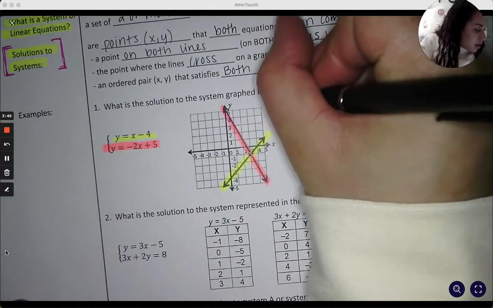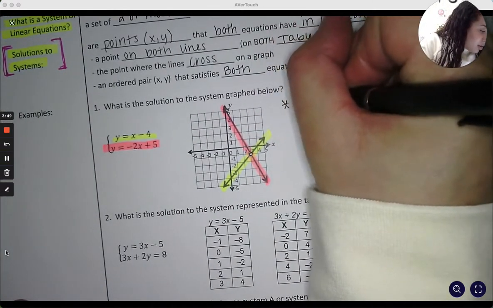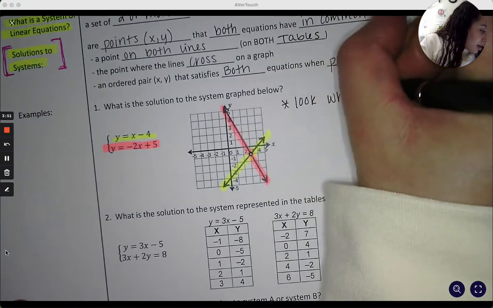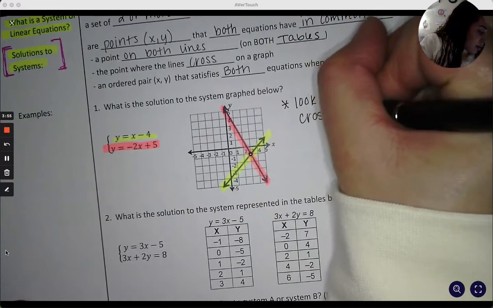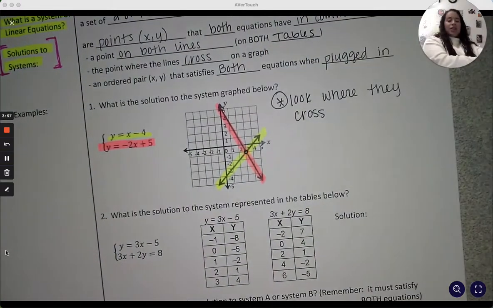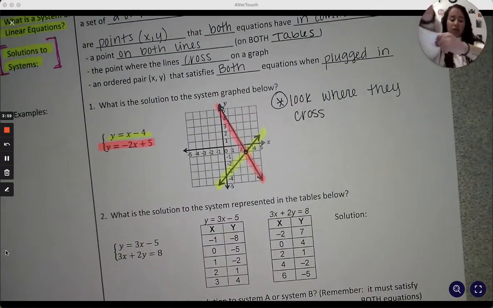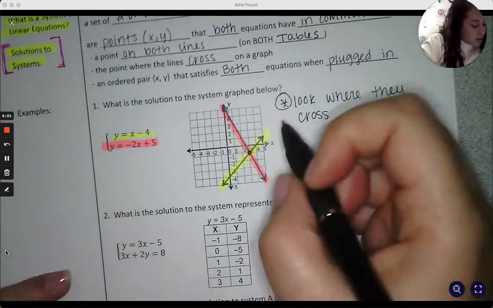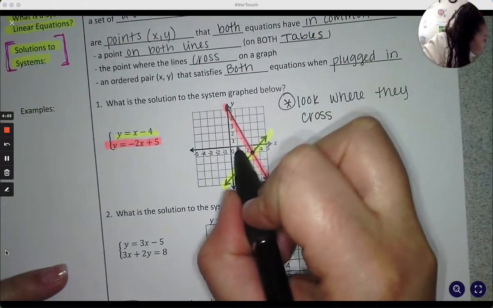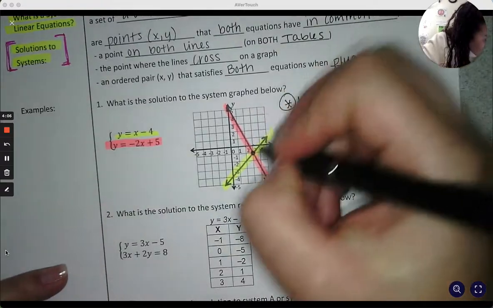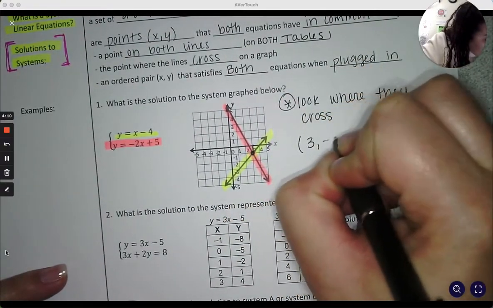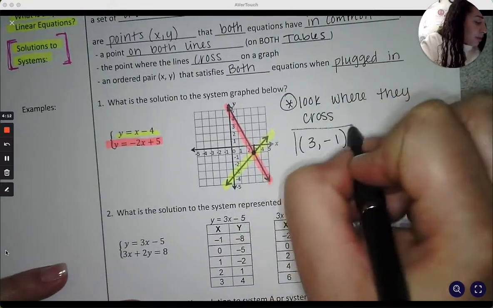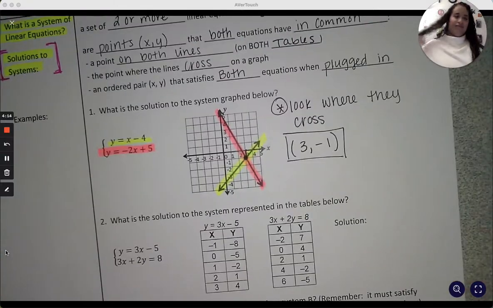So, look where they cross. And no, the answer isn't, oh, hey, it's right there. Tell me what the point is. So, the numbers are a little bit off, so if I count 1, 2, 3, down 1, so it's at 3, negative 1. There we go. That's the solution. I know, right? I know.